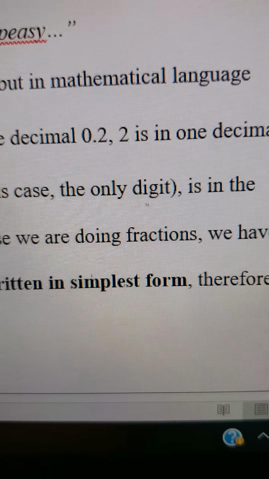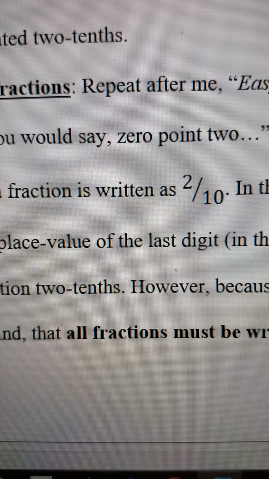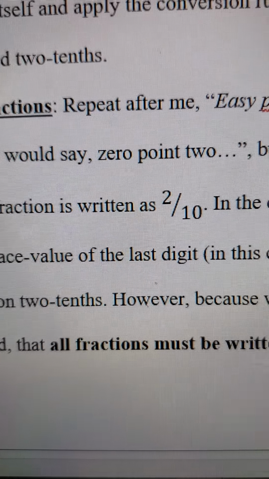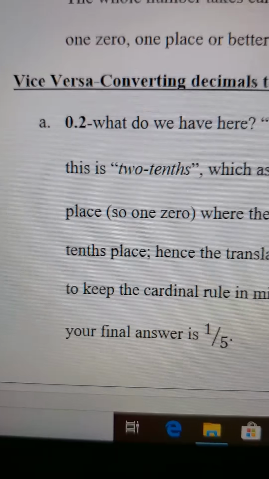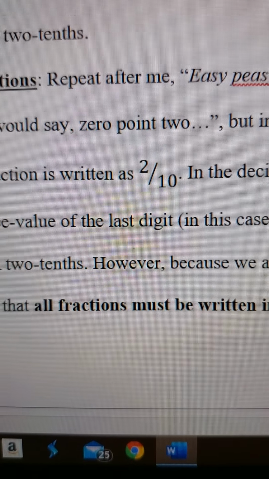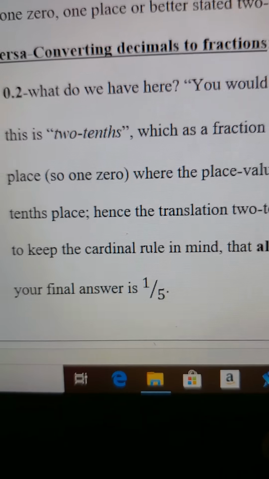However, because we are doing fractions, right? So now we're converting decimals to fractions. We have to keep the cardinal rule in mind that all fractions must be written in simplest form. So we can't just end here at 2/10. Guys, you're going to lose points. Here it's recorded. You can play it again and again. You must reduce fractions. So if you tell me that your decimal 0.2 is translated as 2/10, you will definitely lose a point. All fractions must be written in simplest form. Therefore, your final answer should be 1/5 when we reduce that.